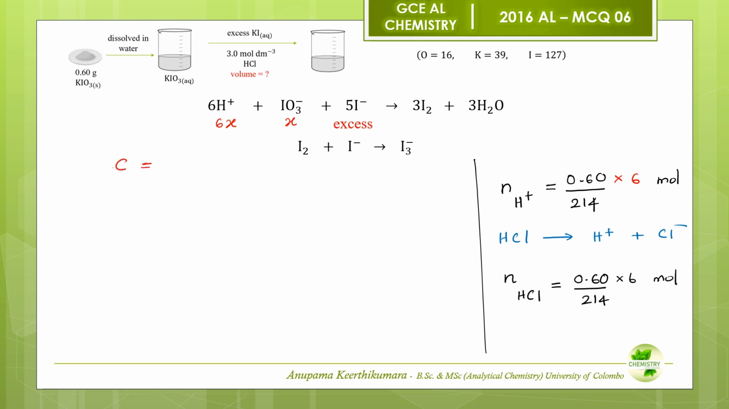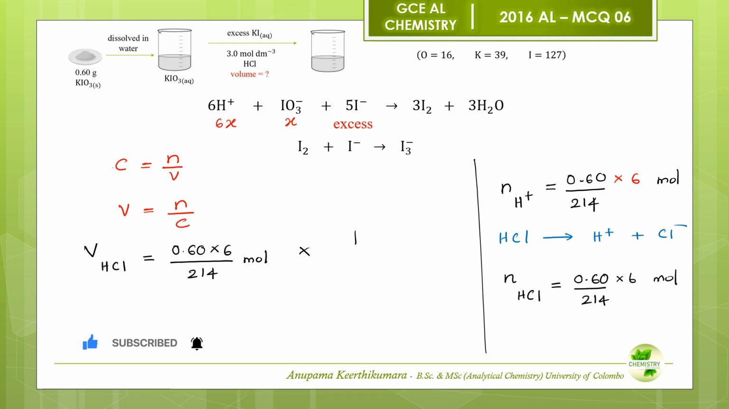Concentration is number of moles divided by volume. Therefore, volume equals number of moles divided by the concentration. Therefore, the required volume of HCl equals the number of moles of HCl, this value, divided by the concentration of HCl, that is 3 moles per cubic decimeter. Therefore, the volume of HCl equals the number of moles of HCl, 0.60 times 6 divided by 214, divided by the concentration of HCl, that is 3 moles per cubic decimeter. The answer is 5.6 times 10 to the negative third cubic decimeters.